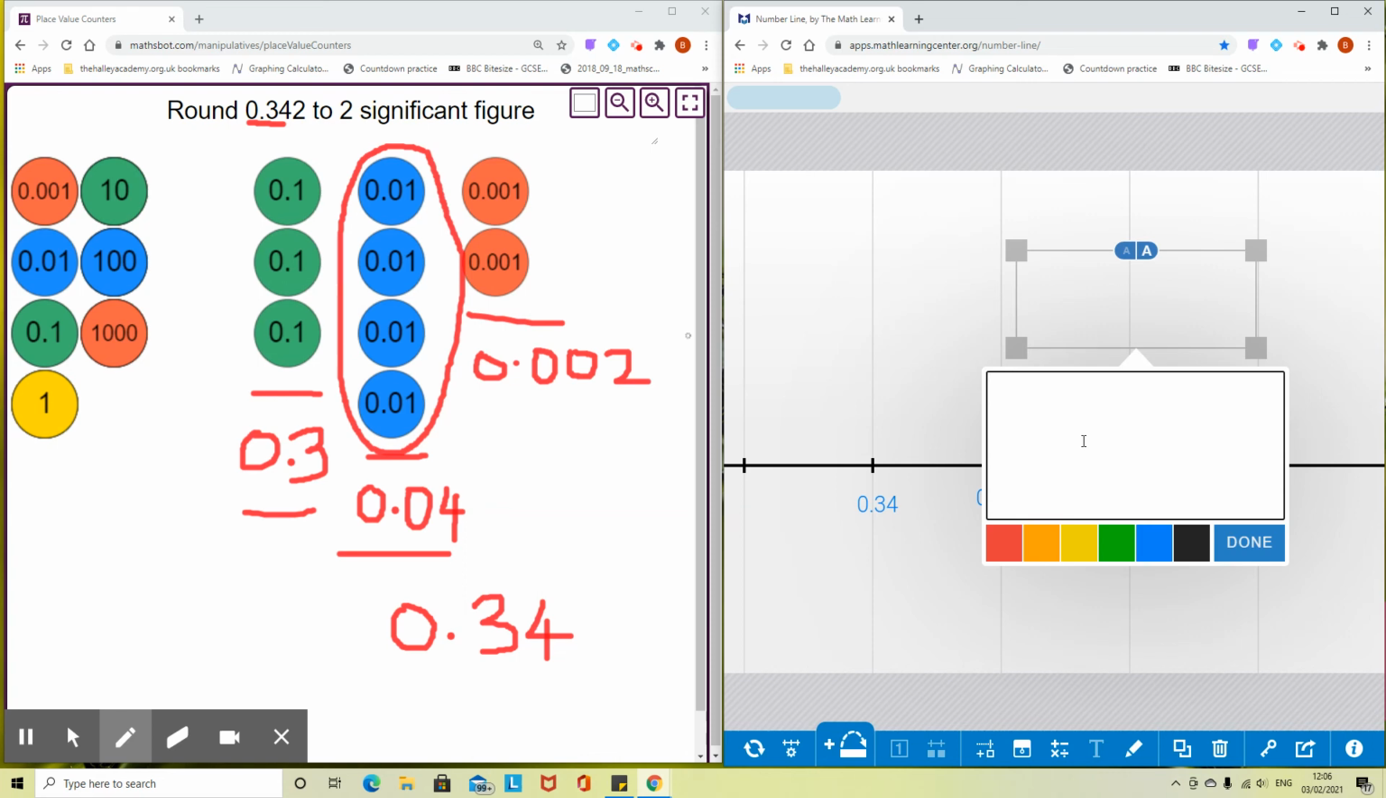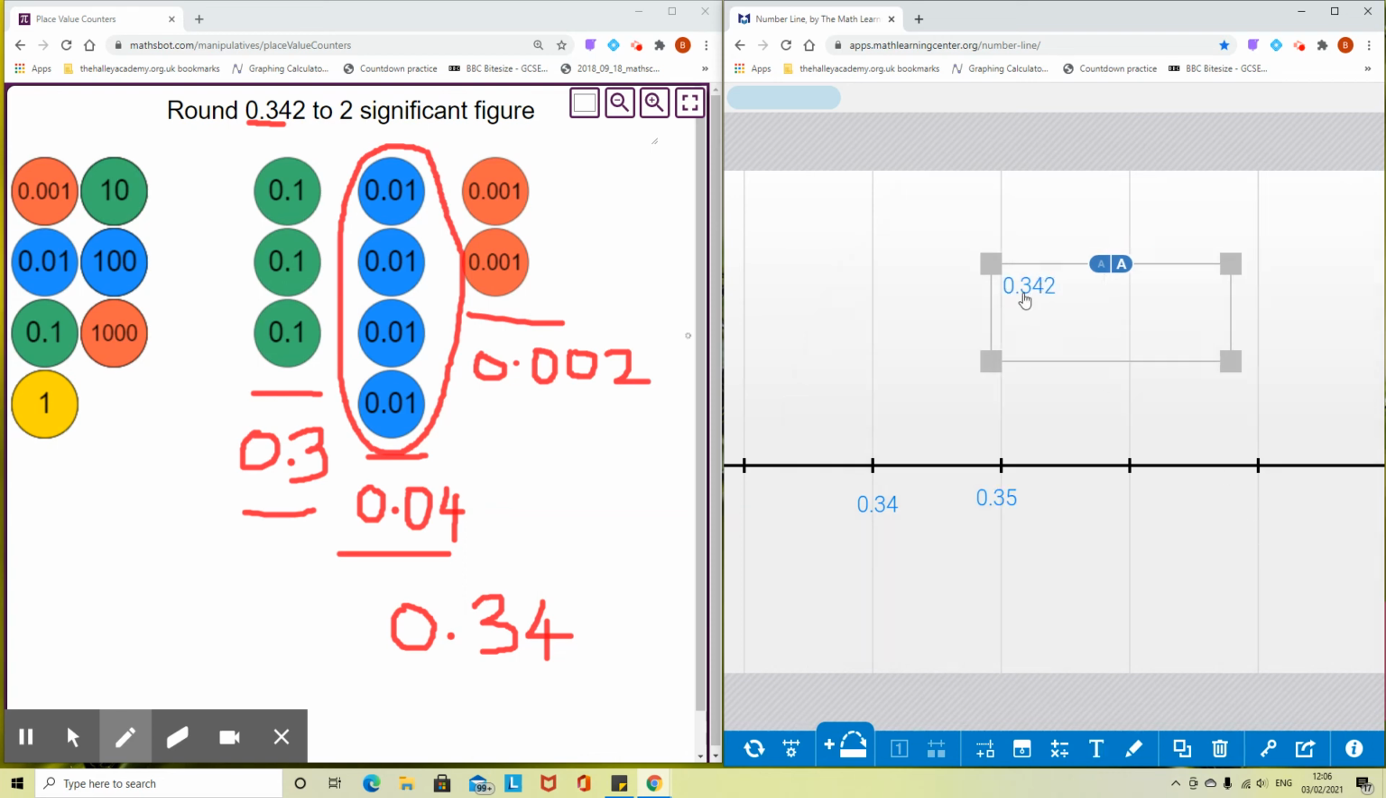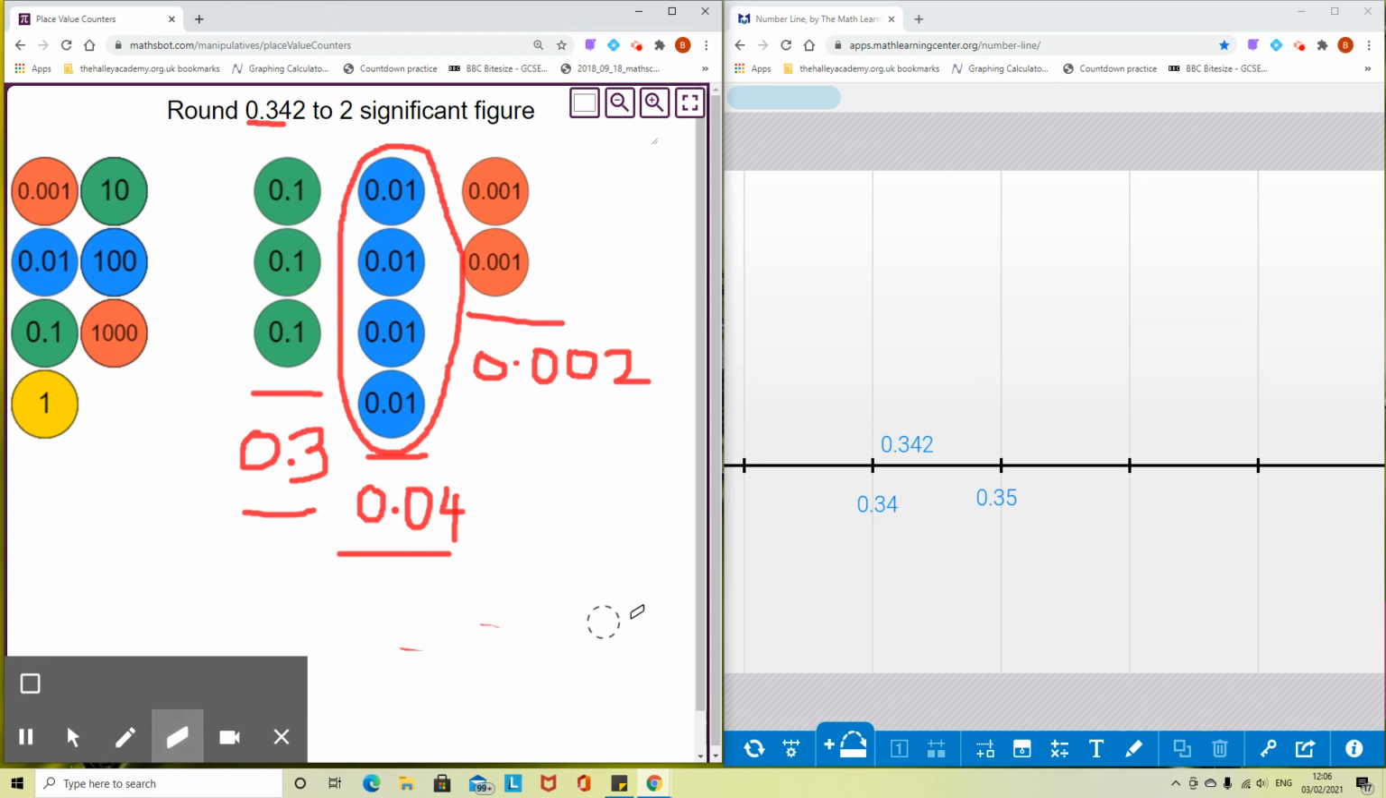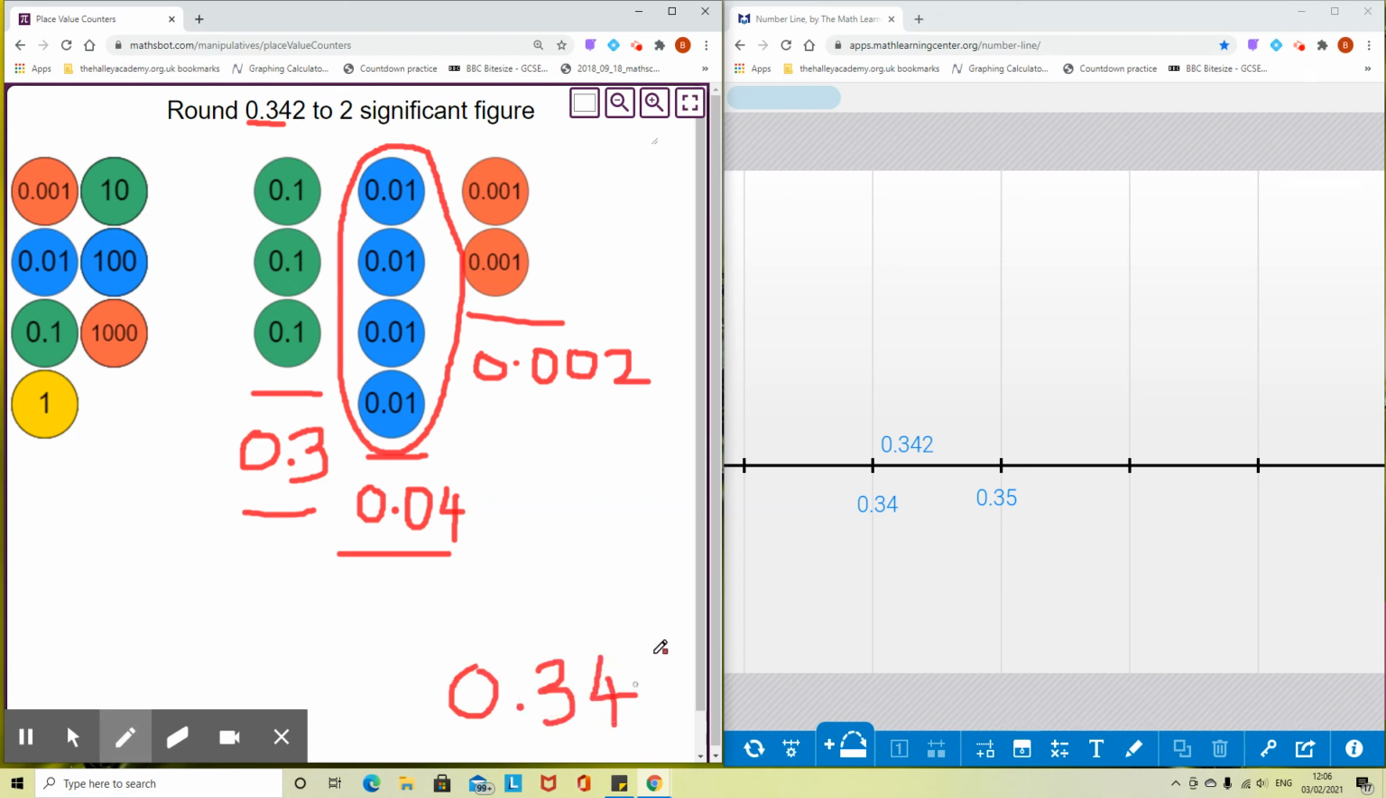0.342 would be closer to 0.34 than to 0.35. Hence 0.342 to two significant figures is 0.34.